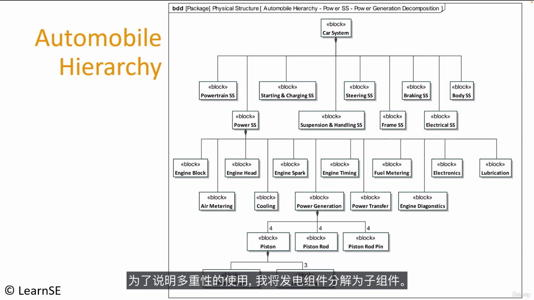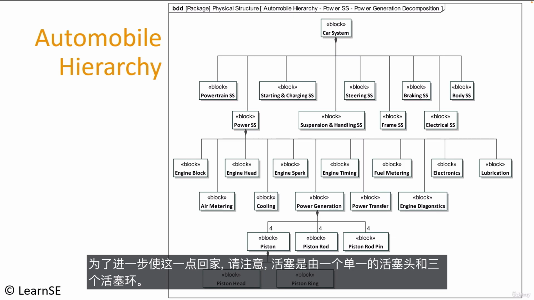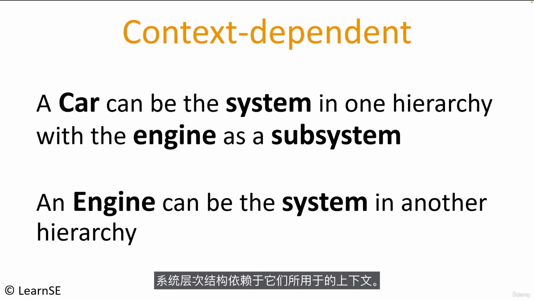To illustrate the usage of multiplicities, I've decomposed the power generation component into subcomponents. The power generation component is composed of 4 pistons, 4 piston rods, and 4 piston rod pins. This is shown in the multiplicities next to the composition line. To further bring the point home, notice that the piston is composed of a single piston head and 3 piston rings. System hierarchies are dependent on the context that they're used for.